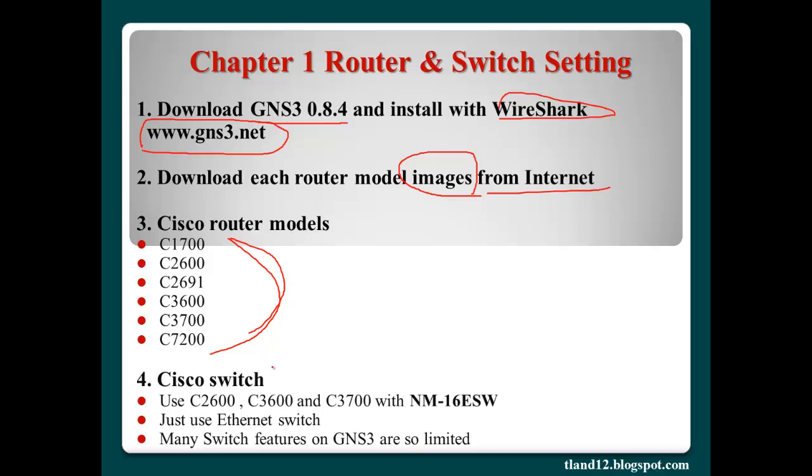And number 4, Cisco switch. GNS3 supports various Cisco routers, but switches have some limitation. Only this kind of model: C2600, 3600, C3700. Normally, these Cisco routers support some of the switching features with a network module. So if you want to use a switch on GNS3, you need to add this kind of module to these routers. Or you can use just the Ethernet switch as well.